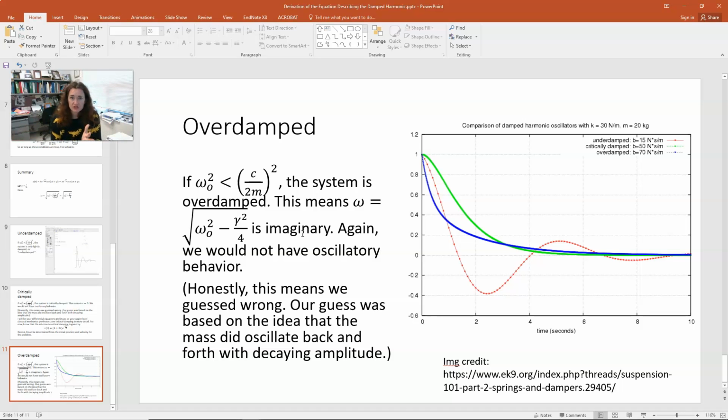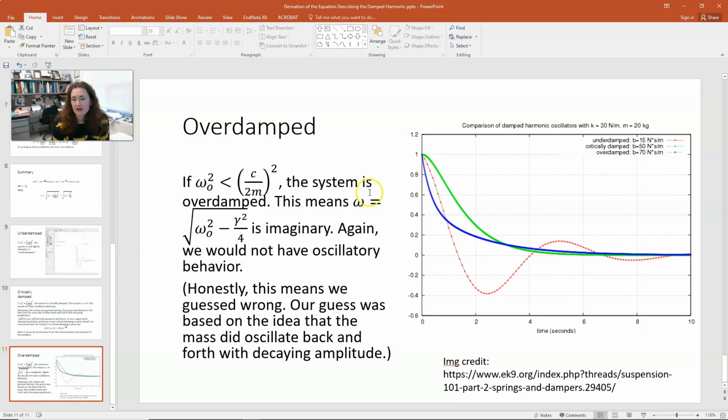So you can imagine that what that solution would look like is yet again a decaying exponential, but one with a much longer time constant, right? So that's what that would look like. And yet again, this means that we guessed wrong, that based upon our values of our spring constant and our damping function, we don't see that oscillatory behavior damping out over time. So we don't have that cosine function, that sinusoidal function in there, and you're just going to have exponential decays. Okay? So that's overdamped. Okay, that means that you've got way too much friction, and the system is overdamped.